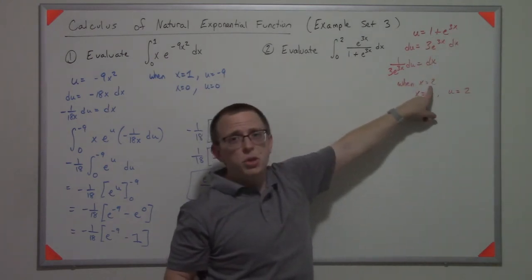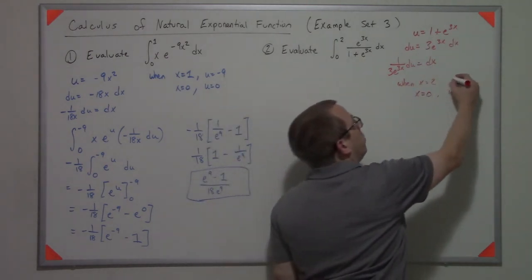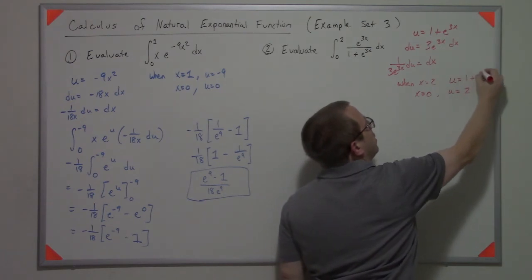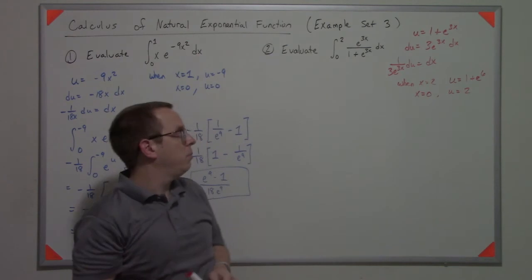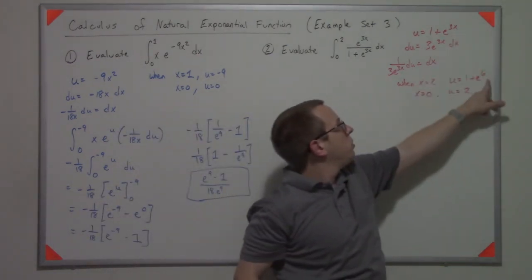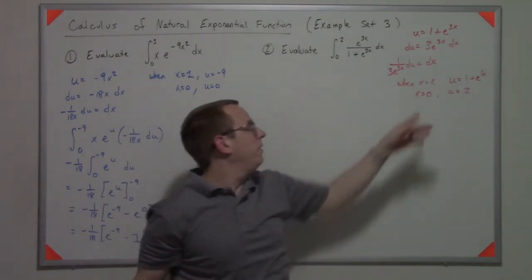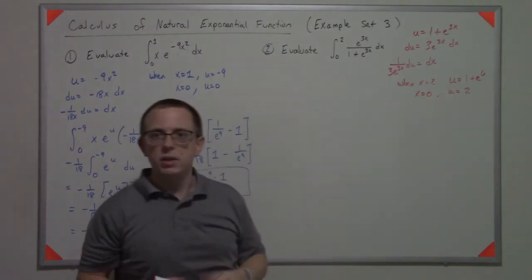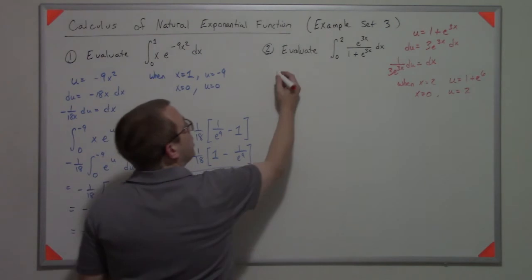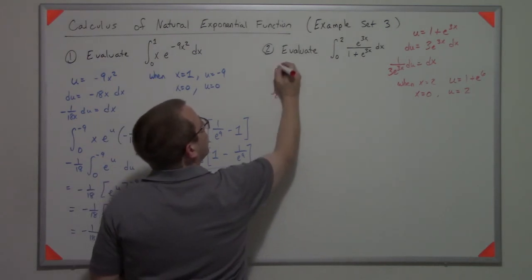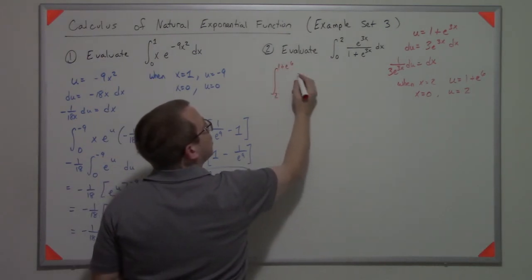Now when x is 2, things get a little more squirrely. We get that u is 1 plus e to the 6th. There's really not a nice way to simplify that because e to the 3 times 2 is e to the 6th, and that doesn't combine nicely with 1. It's just 1 plus e to the 6th. So with that said, we now get an integral from 2 to 1 plus e to the 6th.